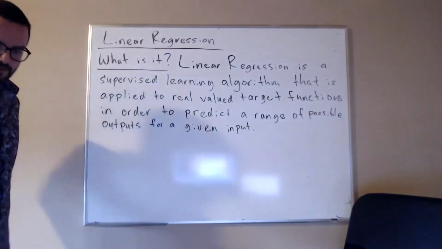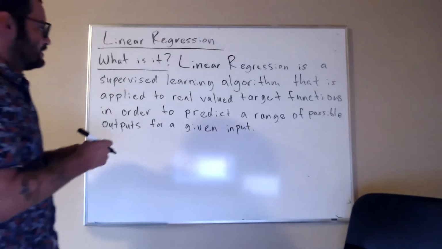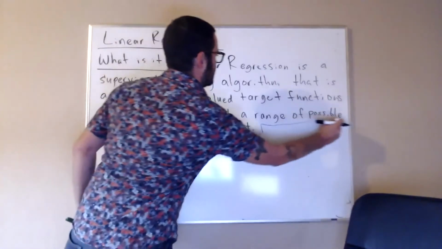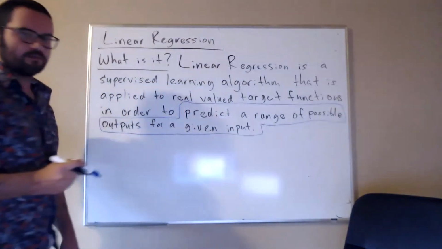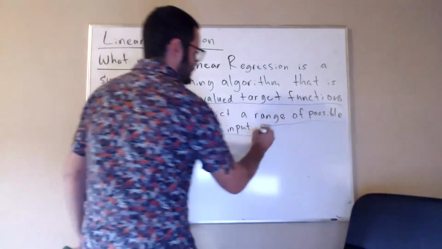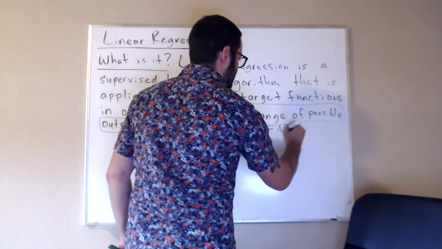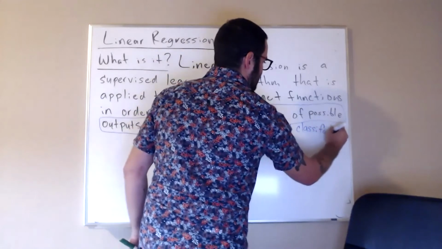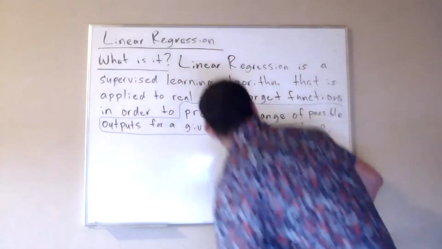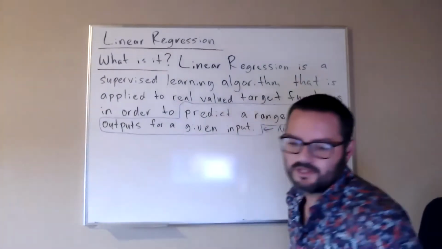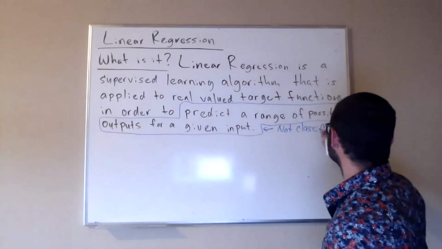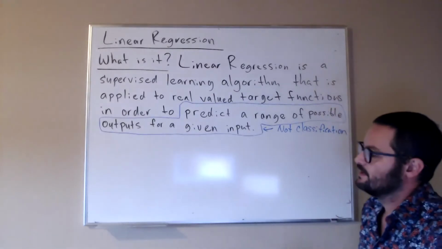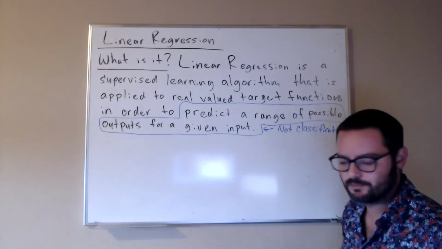Okay, so I'd like to point out that this is a predictive or regression algorithm. Okay, so this is not classification. So all of the algorithms that we've seen so far have been classification algorithms, and this is not a classification algorithm. This is giving us a range of possibilities for a given input.